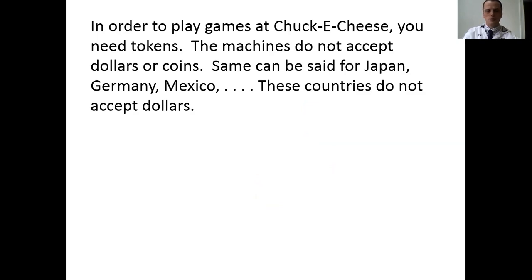But you need Chuck E. Cheese tokens. The machines do not accept coins, and they do not accept dollar bills. And essentially the same thing can be said in Japan, Germany, and Mexico, and there are exceptions. For example, there are high tourist areas in Mexico that get a lot of American tourists where they might accept dollar bills. But for the most part, you can't just go into any random restaurant or store, whip out a $5 bill and expect them to be willing to take it. So the bottom line is these countries do not accept dollars.